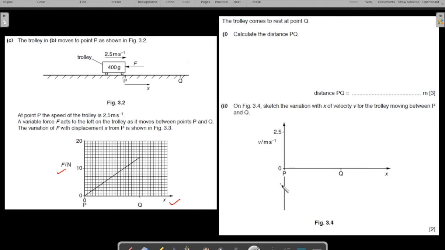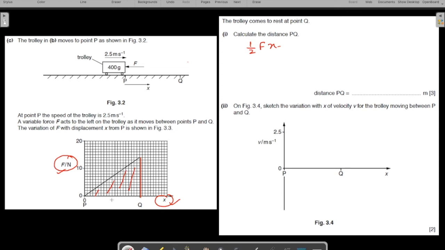The trolley comes to rest at point Q. Calculate the distance PQ. How do you calculate the distance PQ? How much work would you do when you're moving from P to Q? How do you find the work done from a force extension graph? Half times F times X. It is the area under the graph. Area under the graph gives you the work done for a force extension graph, or force compression. Force extension means the same thing.